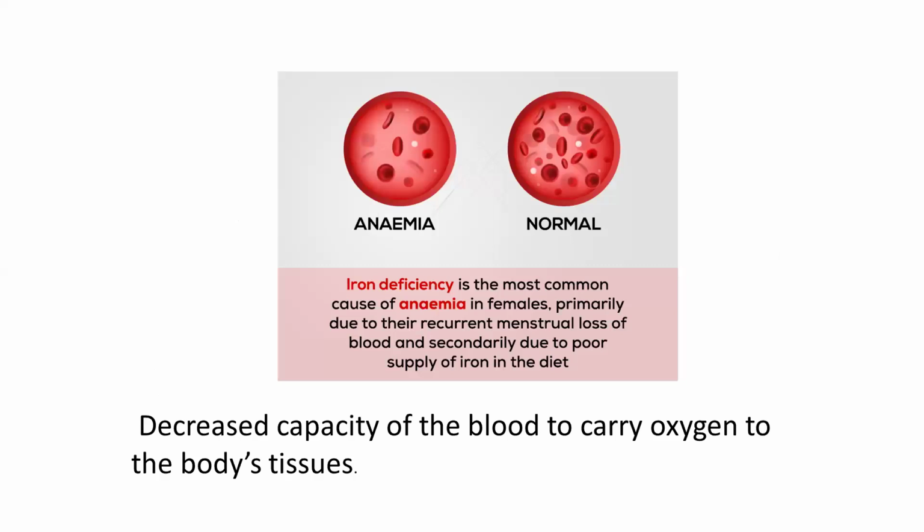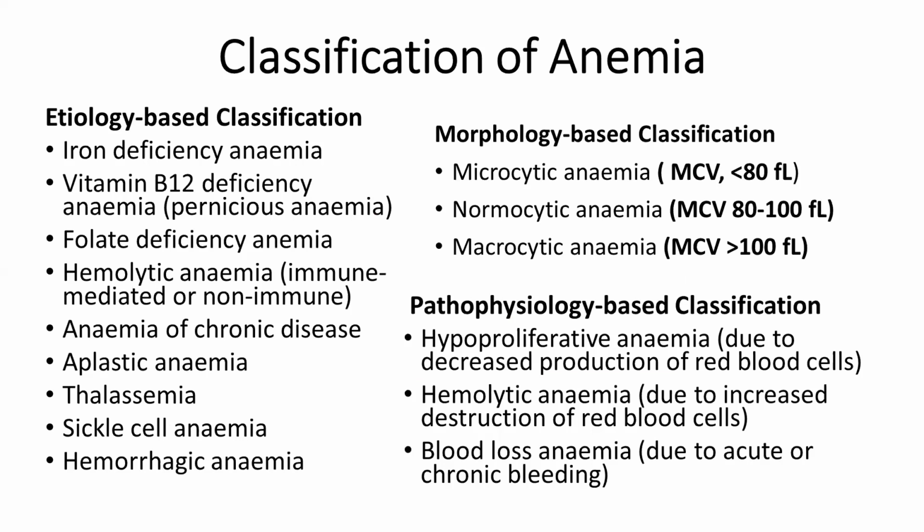As you can see, on the left is an anemic blood cell picture, and on the right is the normal picture. Iron deficiency anemia is the most common cause of anemia in females, primarily due to their recurrent menstrual loss of blood, and secondarily due to poor supply of iron in the diet. There is loss on one end and there is no supply on the other end. So this is a serious issue.